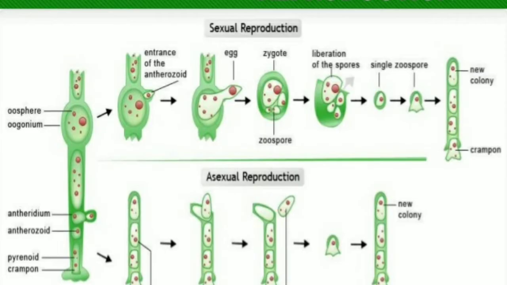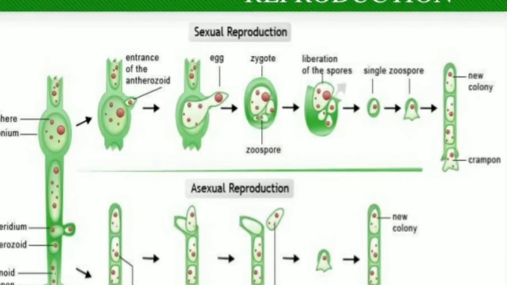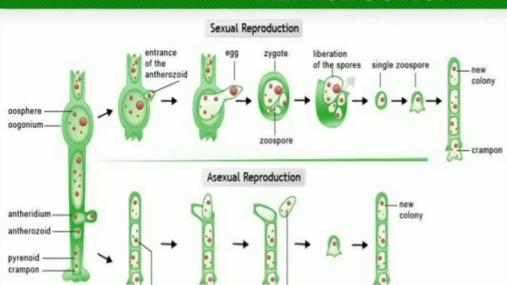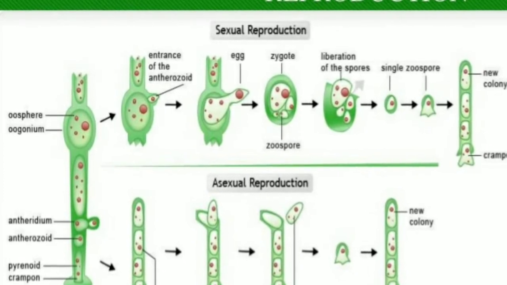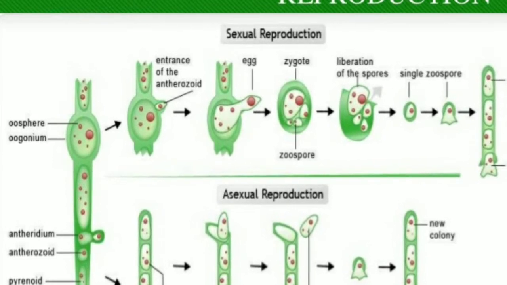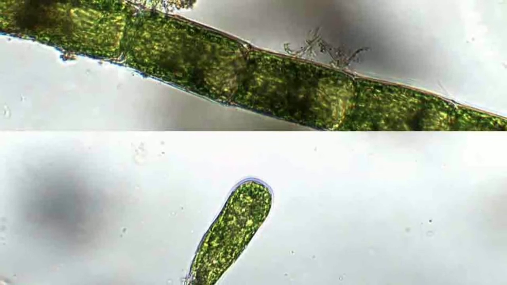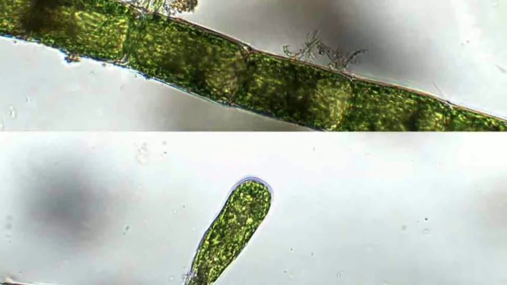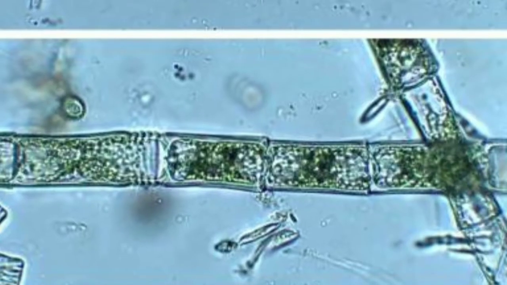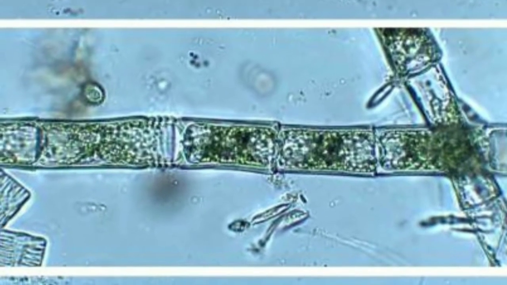In Oedogonium, sexual reproduction is of the advanced oogamous type. It is more common in forms growing in stagnant water than those in flowing streams. It takes place with the help of male and female gametes. The male sex organ is the antheridium and the female sex organ is the oogonium. Antheridium produces antherozoids and oogonium produces an egg. Male and female gametes differ morphologically as well as physiologically.